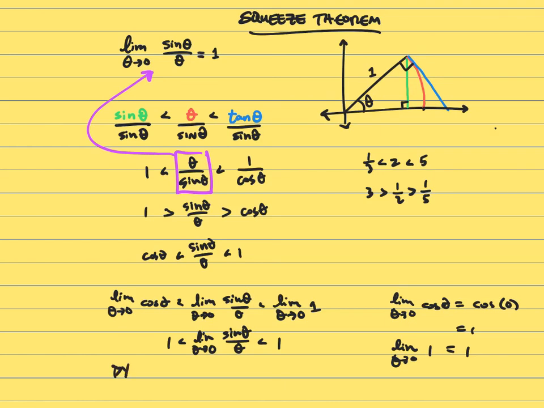Then that's pretty straightforward, right? Then by the squeeze theorem, the limit as theta goes to 0 of sine of theta over theta has to equal 1. That's the squeeze theorem. It applies in many different situations. I can show you a few examples. It's actually quite cool. Once you get the hang of it, it's pretty straightforward.